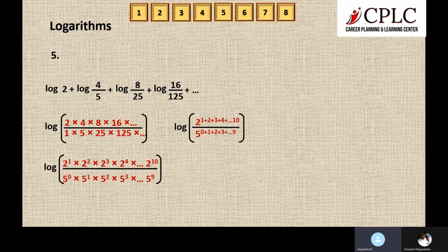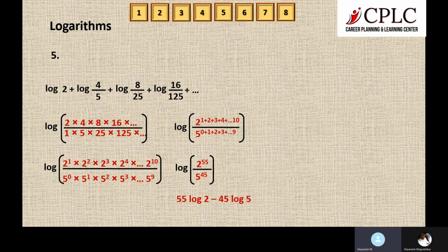So in the numerator, you will have 2 raised to 55, because the sum of 1 to 10 is 55. And in the denominator, you will have the sum of 0 to 9, which is 45, which is 5 raised to 45. So you have now log of a upon b. It is in division, so it should be subtracted. That will be log of 2 raised to 55 minus log of 5 raised to 45. Use the power property, take the powers ahead. So it will be 55 log 2 minus 45 log 5.